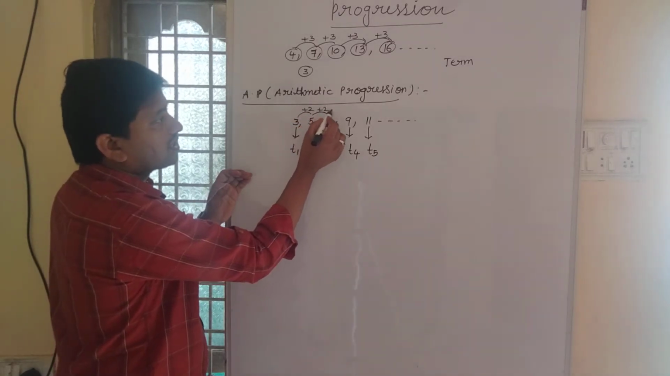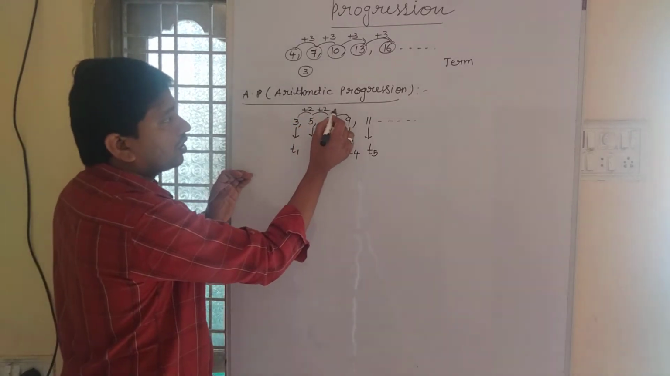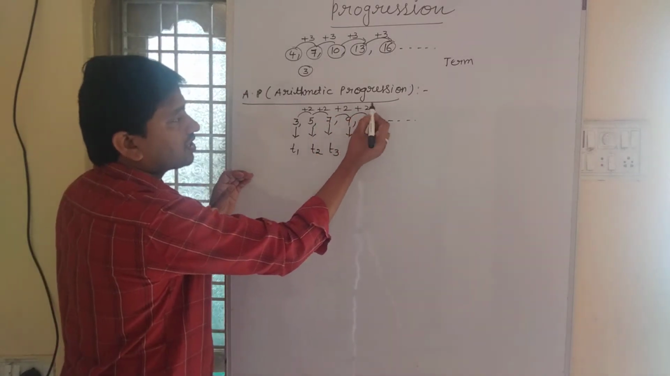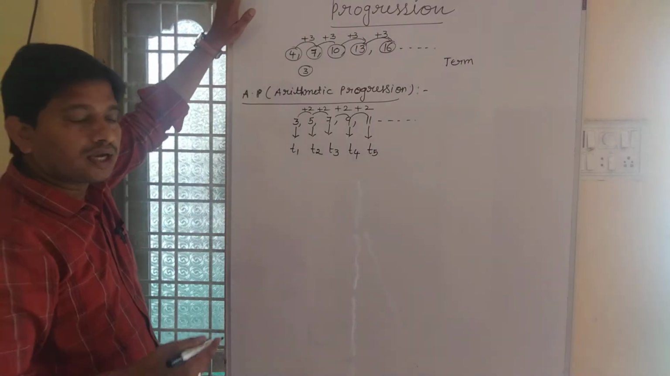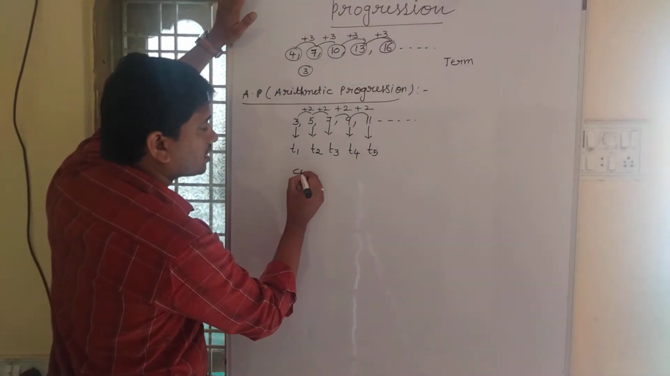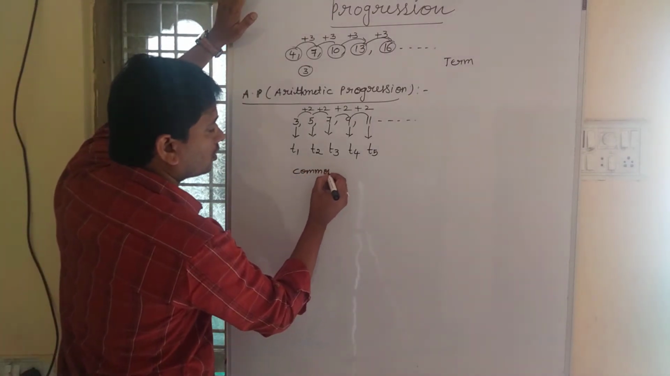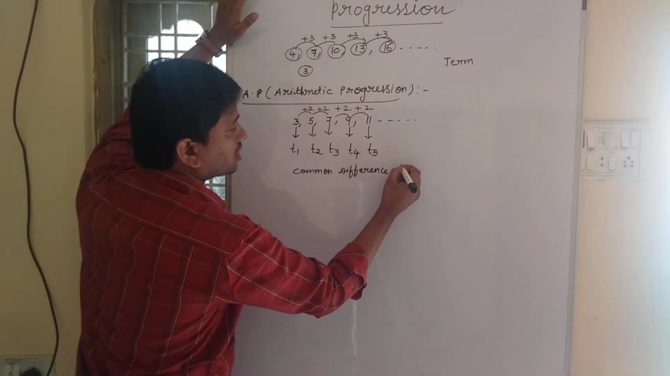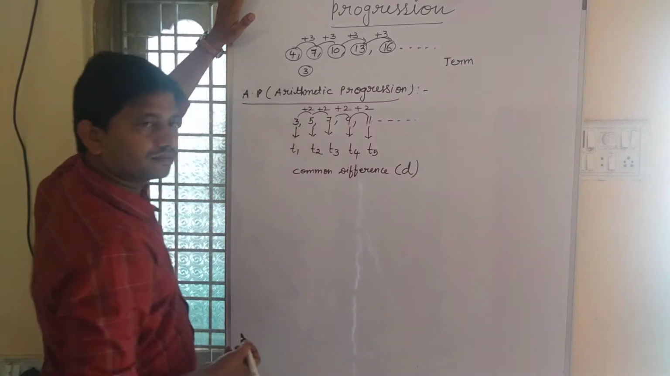Here also we are adding a fixed number, that is 2. Here also, 2. Here also, 2. Okay, that fixed term is called the common difference, that is represented by D.